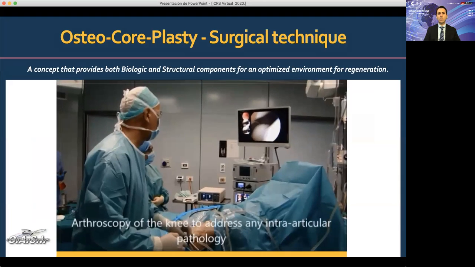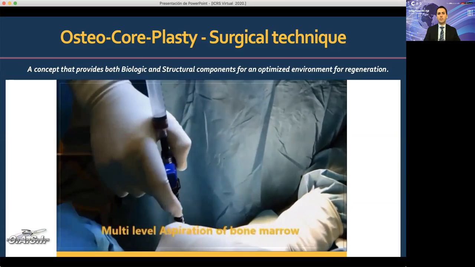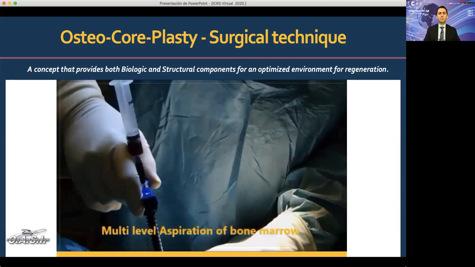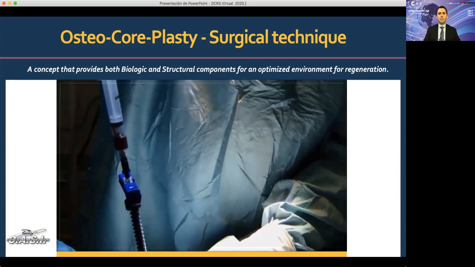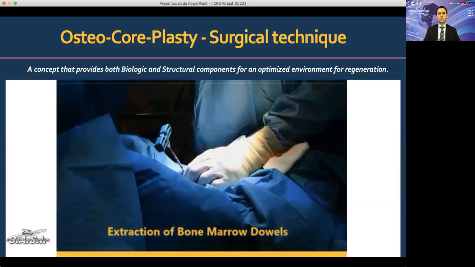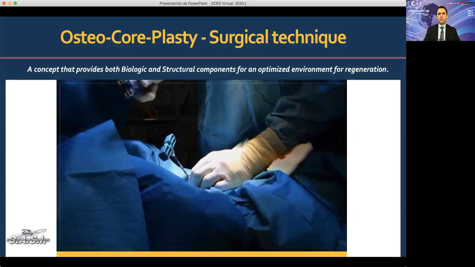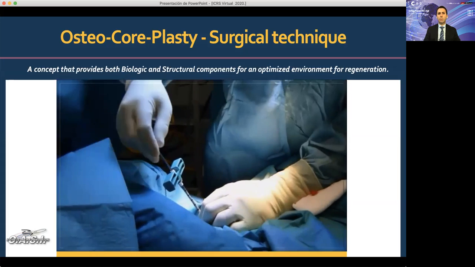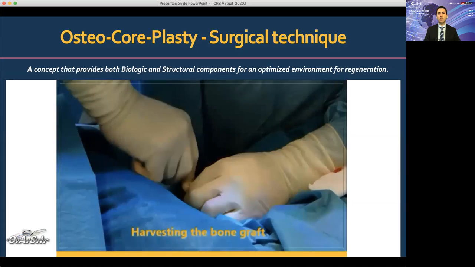In this video, we start the procedure with a standard arthroscopy to address the associated pathology. The multi-level aspiration is performed with this special needle, rotating the needle 360 degrees, and then using the same hole and the same kit, the extraction of bone dowel is performed. This is a concept that provides both biologic and structural components for an optimized environment for regeneration.